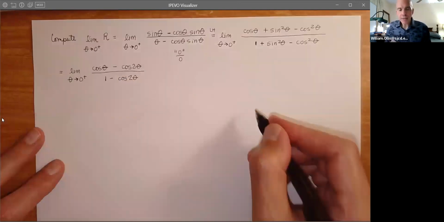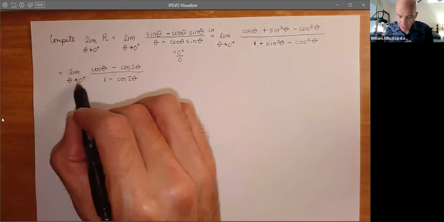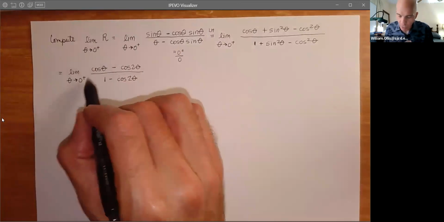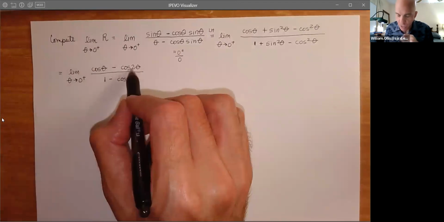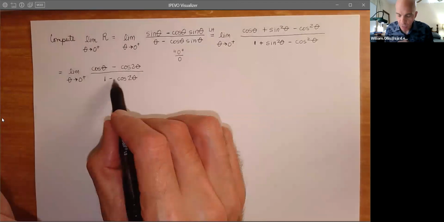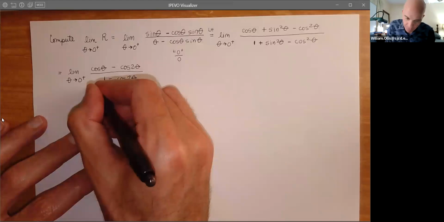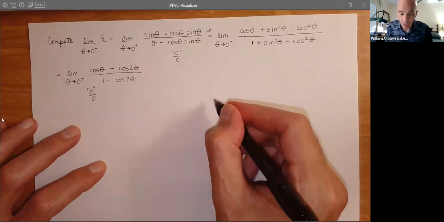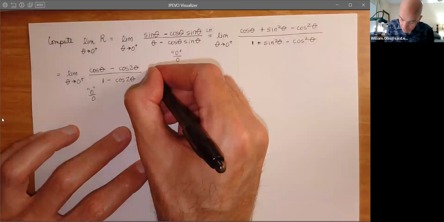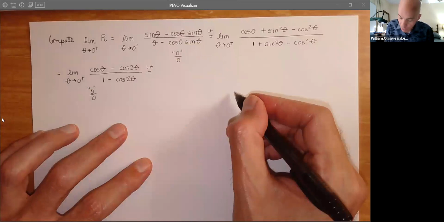Now, when you look at this and you think, okay, well, are we home free? Do we have to do it again? Let's check. As theta passes to 0 from above, we get 1. And then, of course, here, this is just cosine of 0. So that's 0 up top. And then downstairs, the same thing, 1 minus 1, which is 0. So we've got 0 over 0, indeterminate. So let's apply L'Hopital again. As long as the hypotheses are there, we can apply L'Hopital.